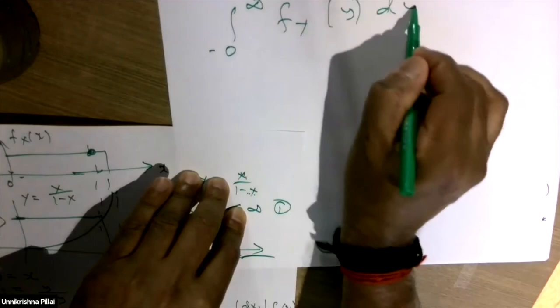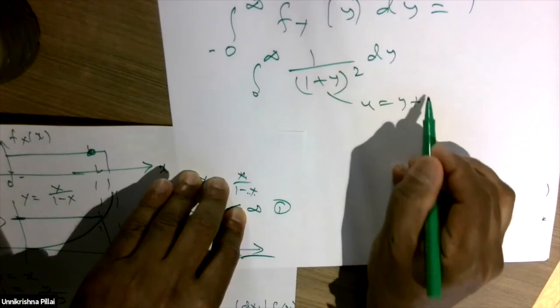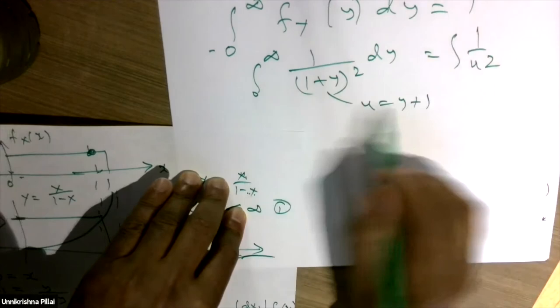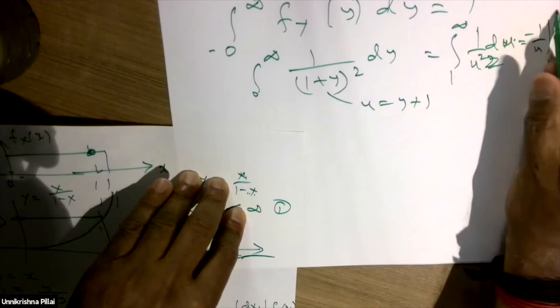So let's integrate this from 0 to infinity, 1 over 1 plus y the whole squared. I'm going to put 1 plus y to be u. So this is 1 over u squared. When y is 0, u is 1, to infinity, u squared. dy is du. So the derivative is what? Minus 1 over u, 1 to infinity is 1. So everything checks.